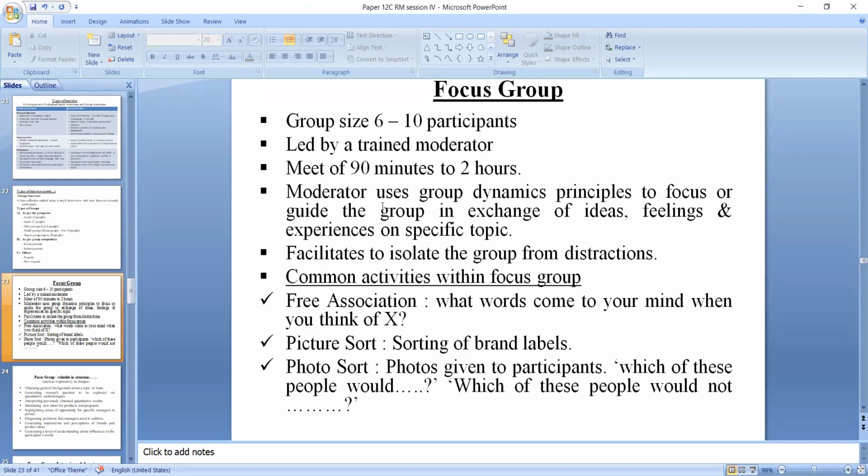Then some pictures are shown and they are asked to talk about what they feel about those pictures. Or a number of pictures are given and they are asked to sort them according to some common parameters. So photo sort or picture sort and all that is done.